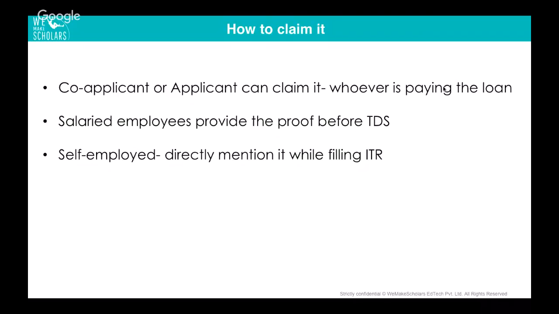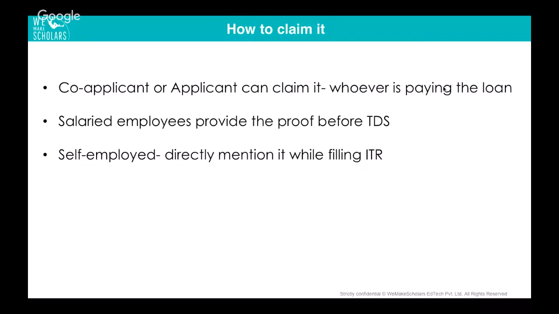Now, the second thing is, people ask how to claim it. That's the subject of this slide as well. Salaried employees have to provide the proof in the form of a bank statement, loan sanction letter, and the EMI schedule to your employer before your TDS is deducted. Every financial year, at the starting or maybe towards the end of it, let's say December of every year, companies ask employees for proof of HRA, medical bills, and so on, so that their taxes can be reduced.